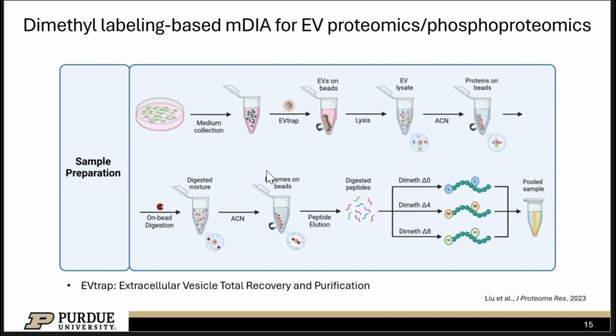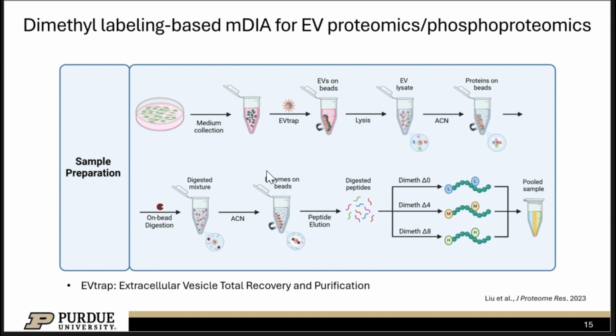So let's go to our workflow. First, we need to do sample preparation, which is EV preparation. In this study, we use cell model systems. We isolate EV from the cell culture medium using this EVtrap technique, which is a technique developed by our group. These are functionalized magnetic beads, which have affinity to the EV structure.